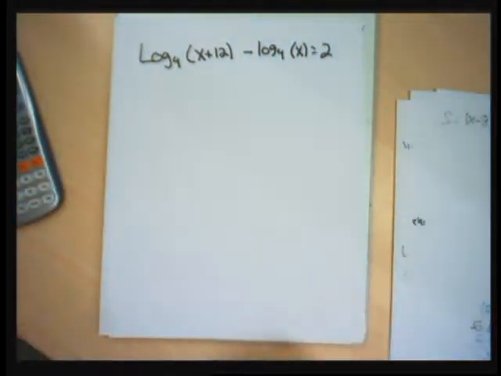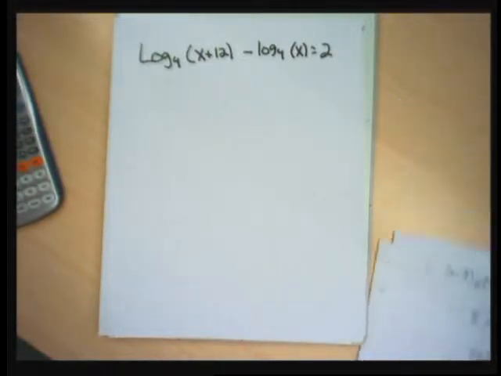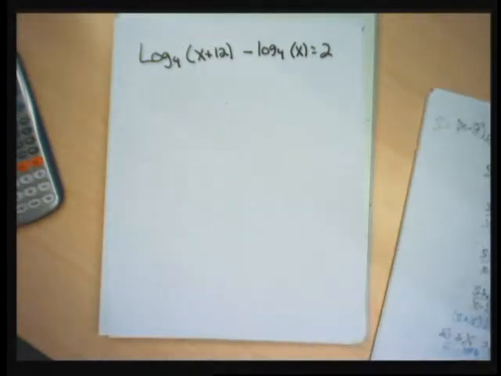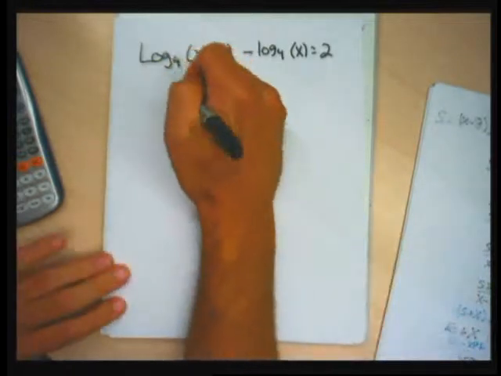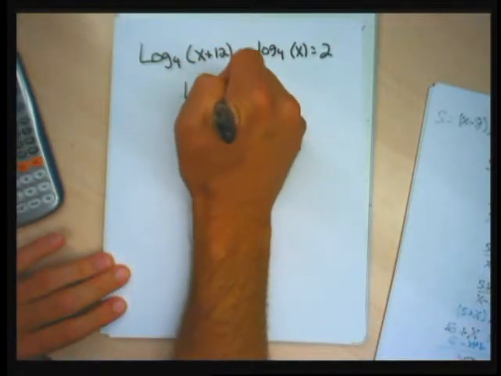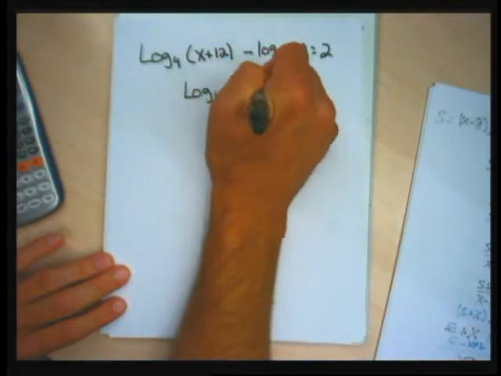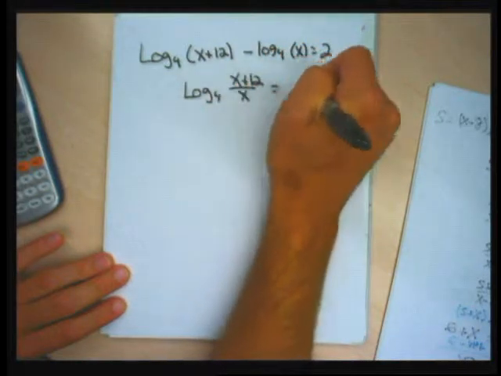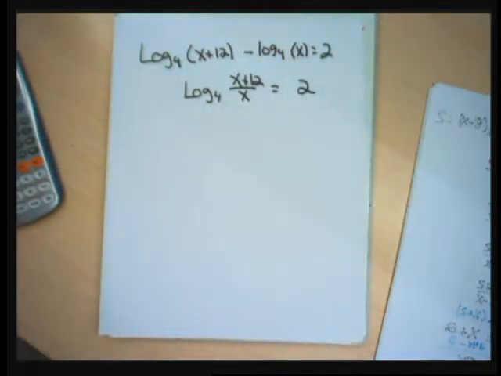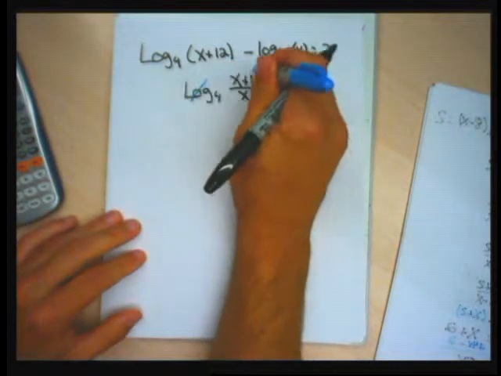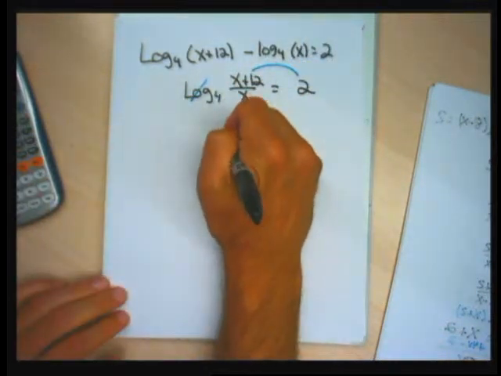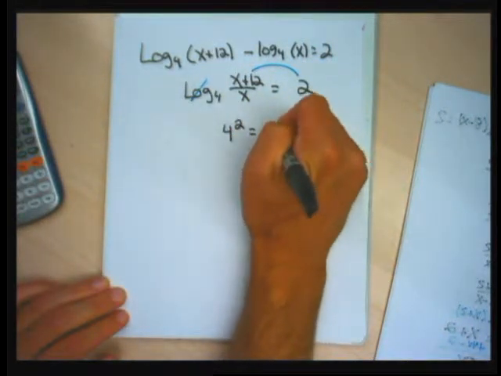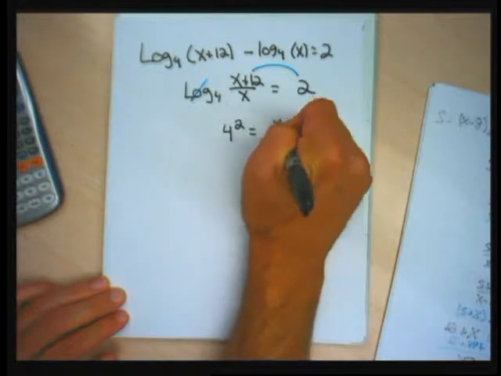So log base 4 of x plus 12 minus log base 4 of x equals 2. Structurally the same as the last 3 problems that I did. Two logarithms, same base, separated by a minus. First thing I do is use the minus to divide rule, which takes the two logarithms and makes them into 1. Now it solves like a regular logarithm problem. I cross out the log and I switch. I'm going to get 4 to the second power equals x plus 12 over x.